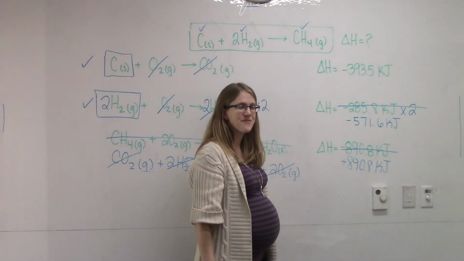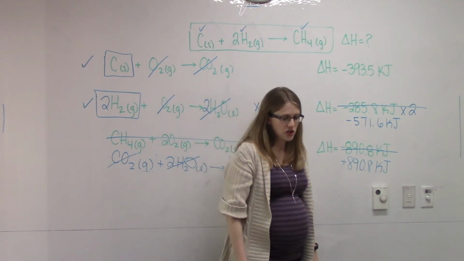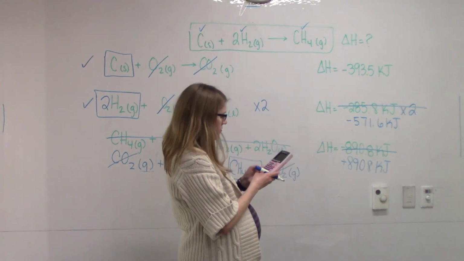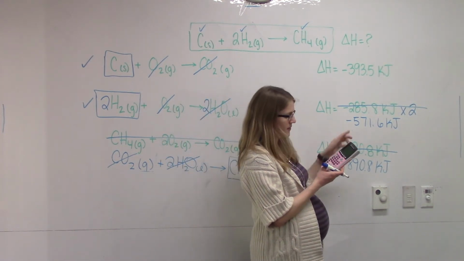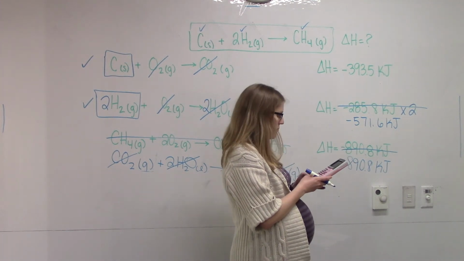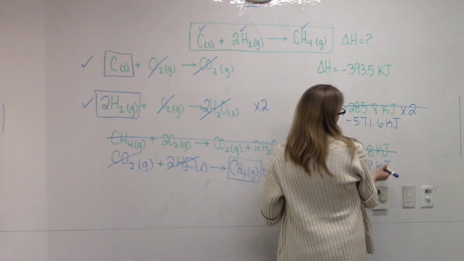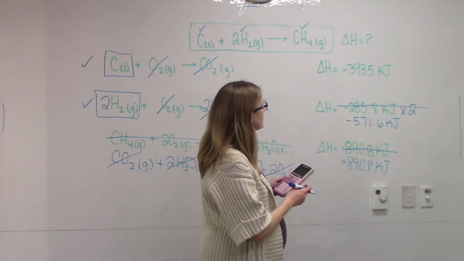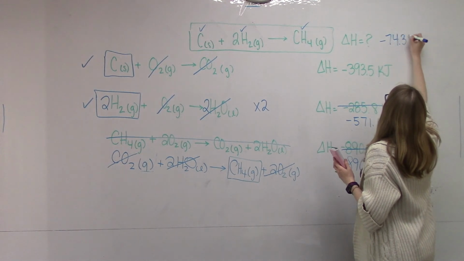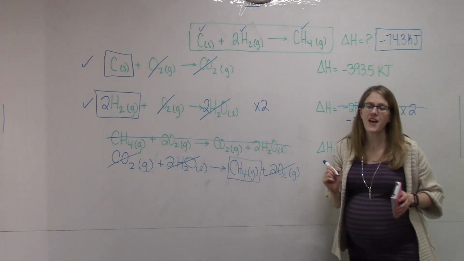So to get our final answer, we have to add up our 3 enthalpies that we have modified. So it would be a negative 393.5 plus a negative 571.6 plus 890.8. That final answer needs to go to the tenths. And it would be a negative 74.3 kilojoules. And there it is. So, there you have it, Hess's law.